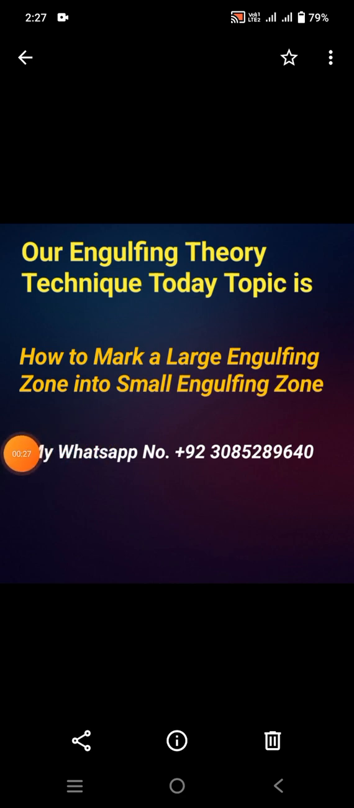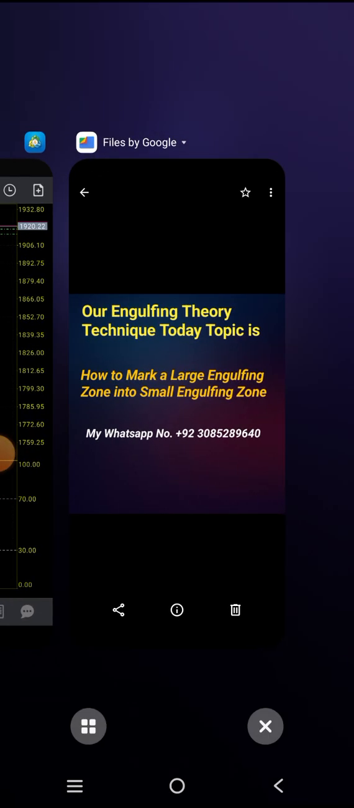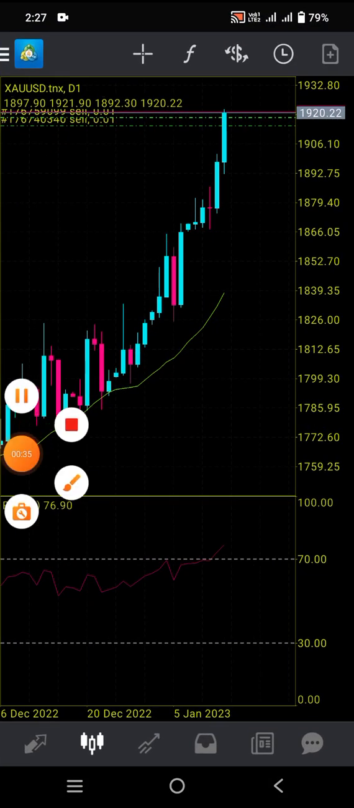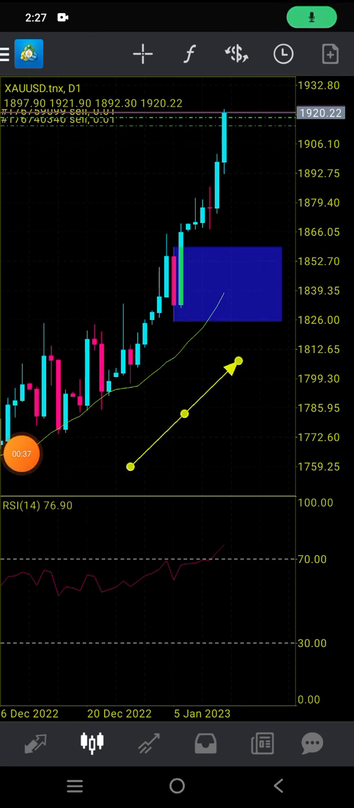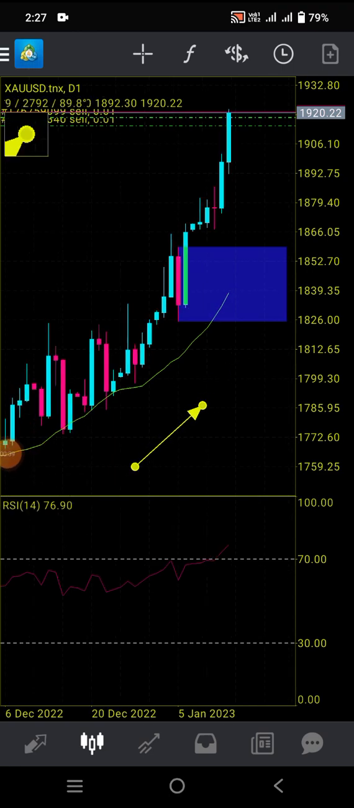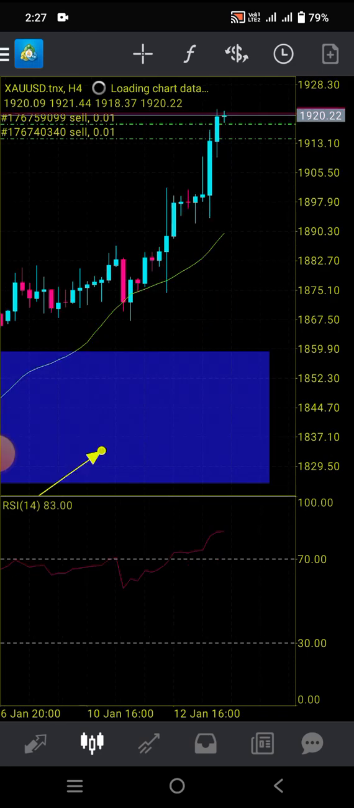Now let's move on to the chart: how to mark a large engulfing zone into a small engulfing zone. For example, friends, you mark in the daily time frame this simple engulfing buy zone. How do we make this large engulfing zone into a small one? Go to the H4 time frame.